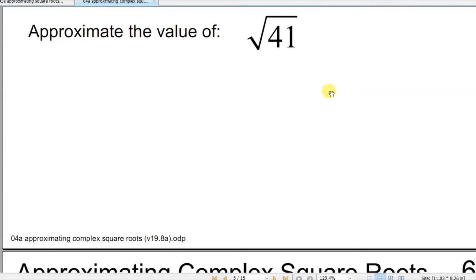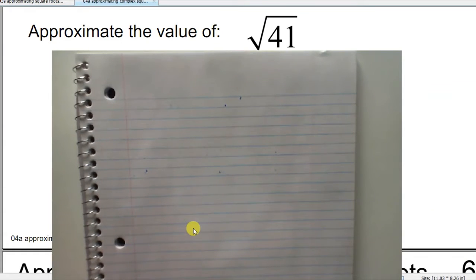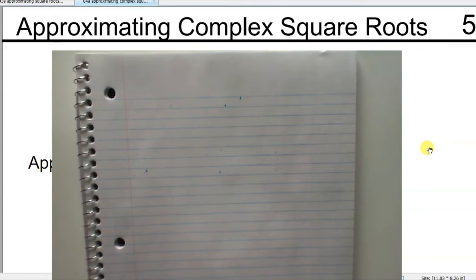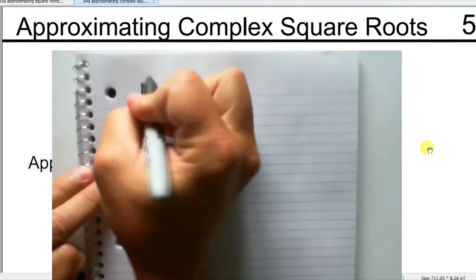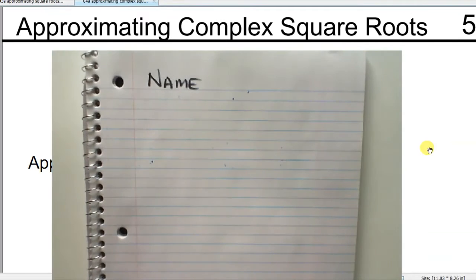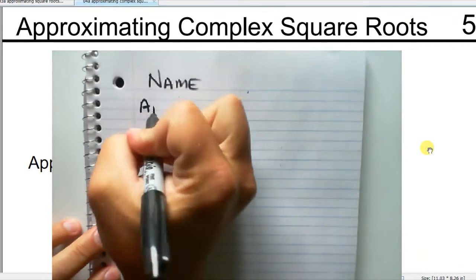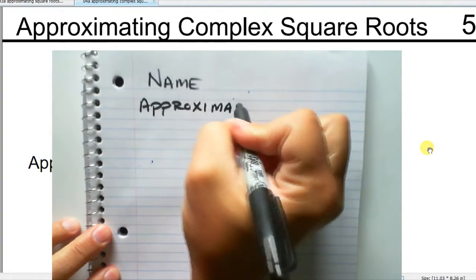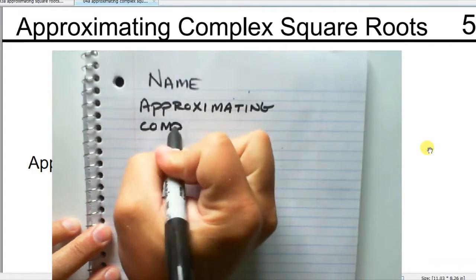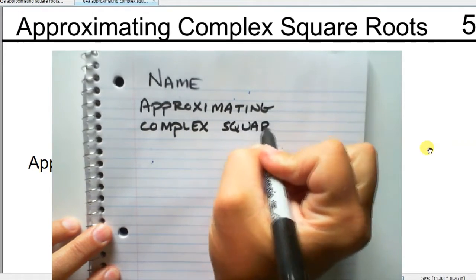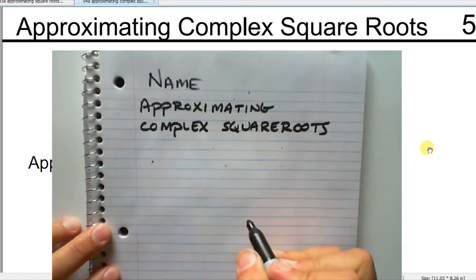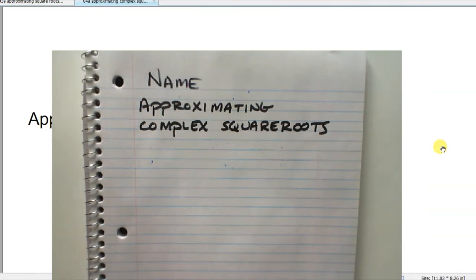So let's start with a review of how to find the square root of 41. Let's start our notes with our name and the title for today, which is Approximating Complex Square Roots. So start with your name on your notes, and our title, Approximating Complex Square Roots. Square roots should be two words. And we're going to start with a review, and we're going to do the square root of 41.